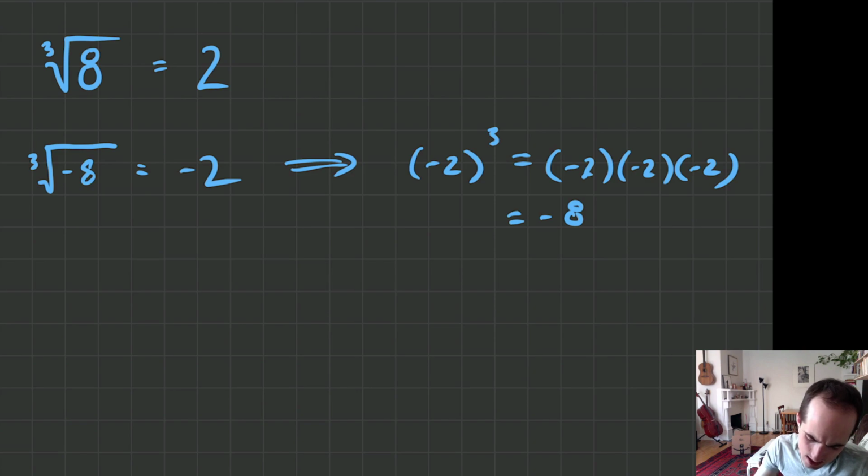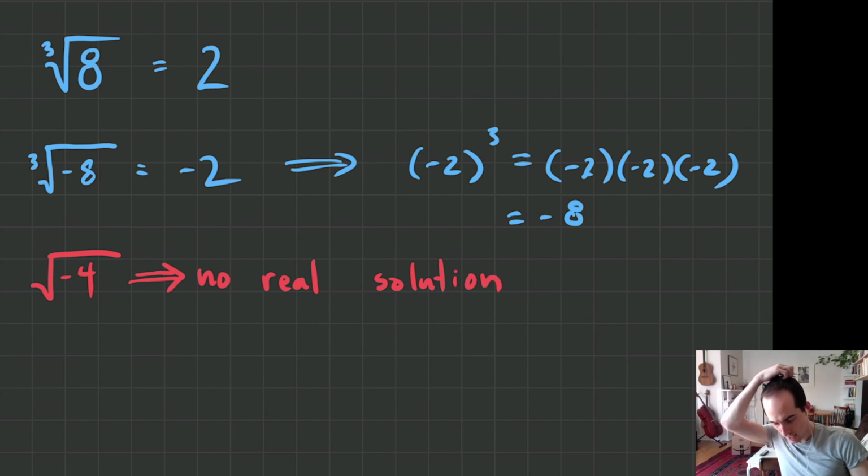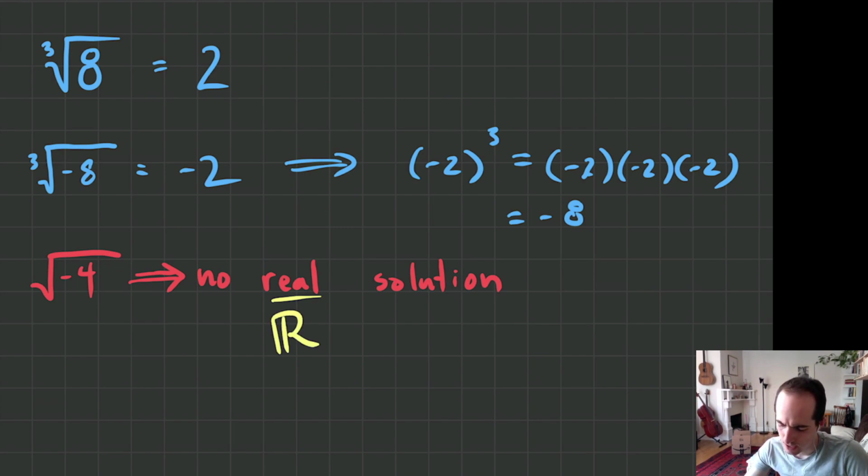Okay. Let's try something like this. Let's do the square root, I guess I don't need to put the 2 there, of negative 4. And this has no solutions. So this we would say has no real solution. And what I mean by real is a real number, as in this set. It has no real solution.